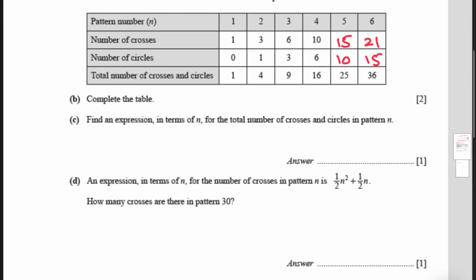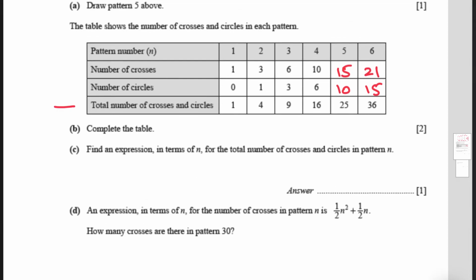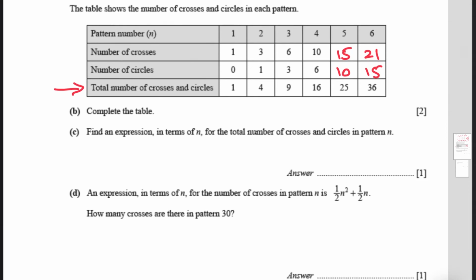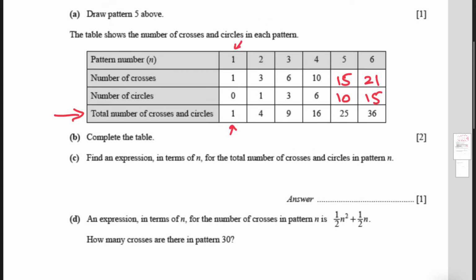The next part says find an expression in terms of n for the total number of crosses and circles in pattern n. Okay, so the total number of crosses and circles over here are depicted by the values in this row. So if you look at the values, for example, if you look at 1, since it is the first term, if you square 1 you would still get 1. For the second term, if you square 2, you would get 4.